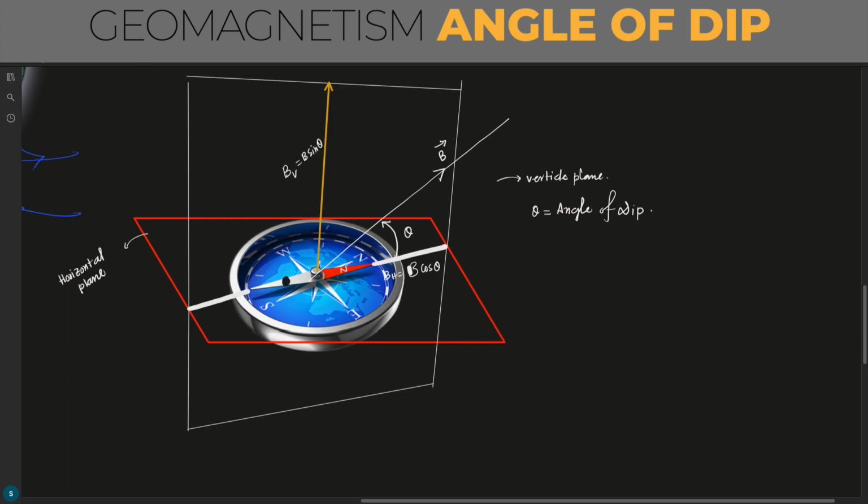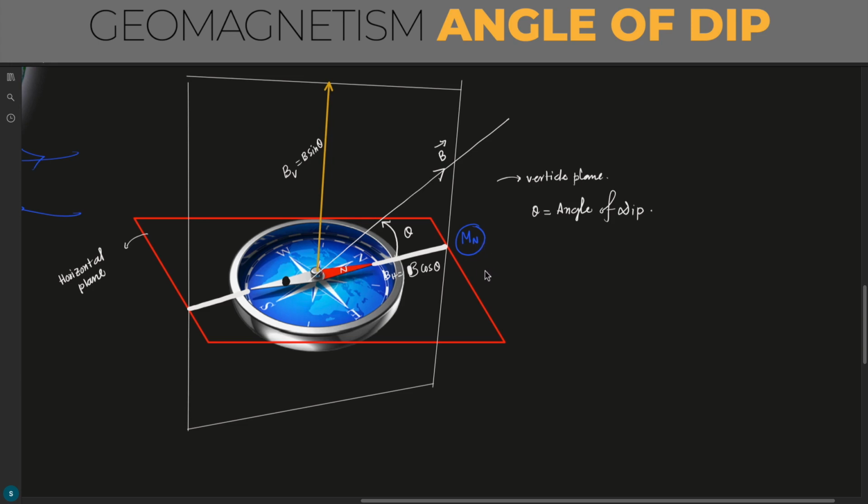Because you know that when the compass is indicating this particular direction, that means the earth magnetic field lies here. So the magnetic north pole lies here in this particular direction, because the compass is indicating the magnetic north pole direction. The north pole of the compass will indicate the magnetic north pole.